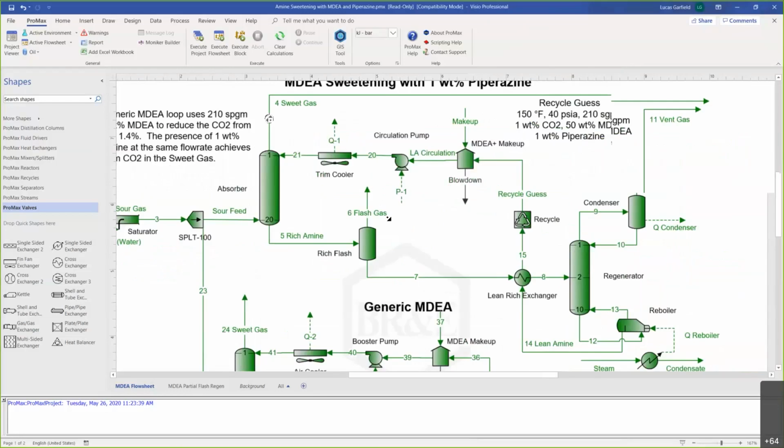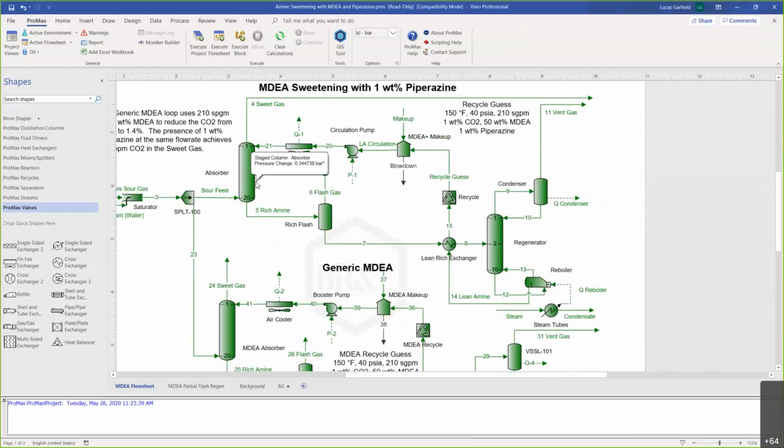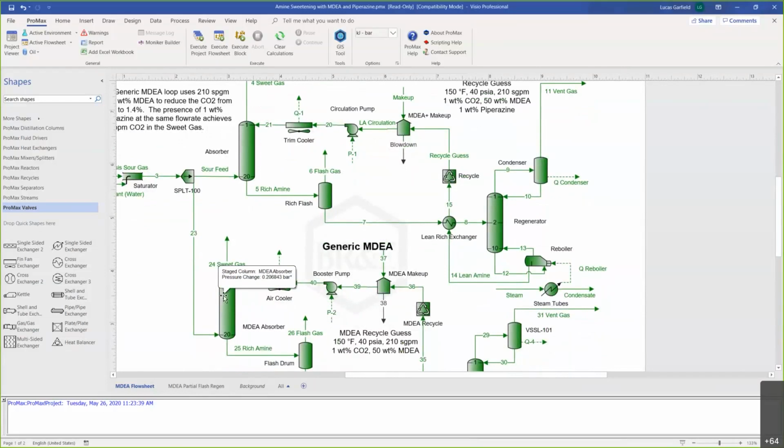And just a couple of things to think about when you do add piperazine to a process. Piperazine does have a fairly high heat of reaction with CO2. So it's really good to go ahead and check the temperatures in the column. Let's compare the two columns' temperature profiles.